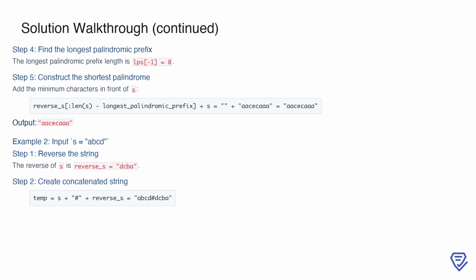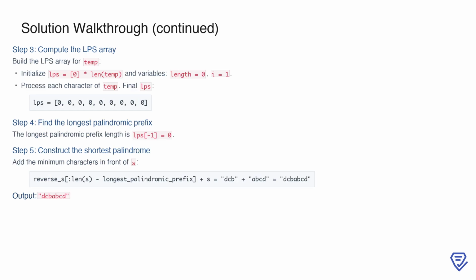After reversing the string, we get DCBA. Then, we create the concatenated string, which becomes ABCD#DCBA. Next, we compute the LPS array for the concatenated string ABCD#DCBA.